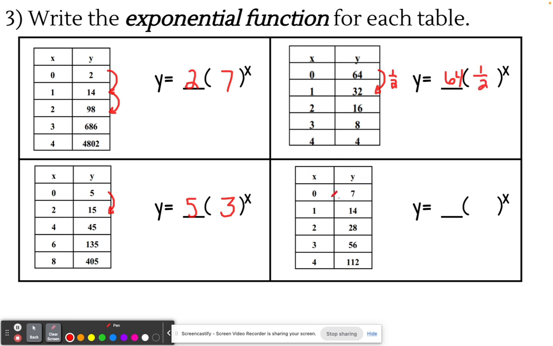And on this one, my starting point is 7, and I am doubling each time, so multiplying by 2. So 7 times 2 to the power of x. You'll see this is my only one that's exponential decay. The rest of them are growth.